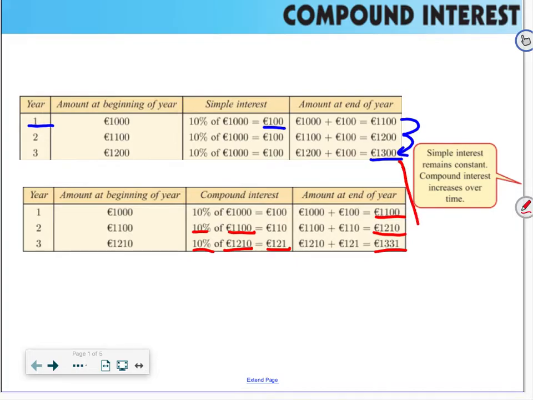Notice it is typically a better deal, and you'll get more money, from something calculated with compound interest, because not only are you getting interest on your original money at the beginning, but also on the investments year by year.